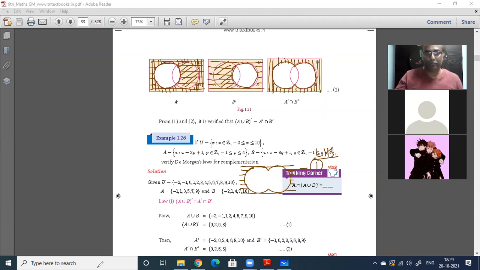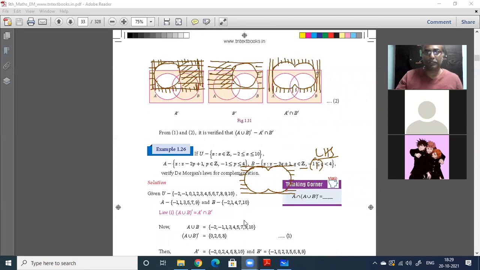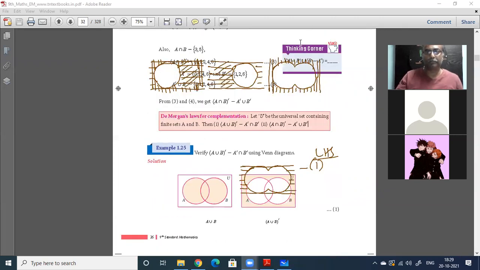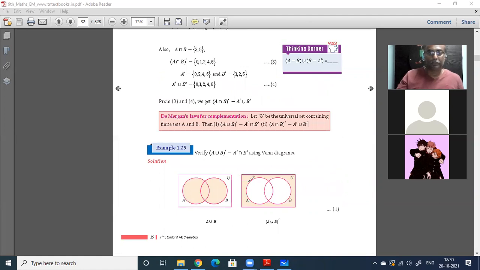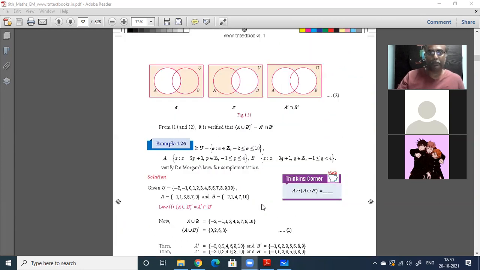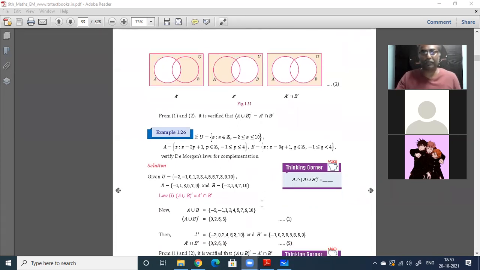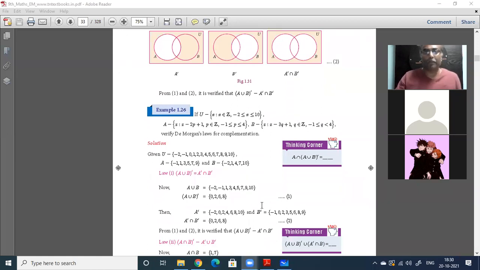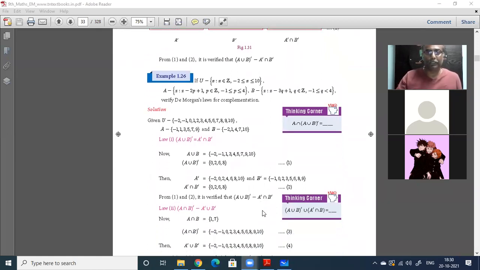Now, very simple, we will find that this is the same as this one. Same thing. A union B, the whole complement is the same as A complement intersection B complement. That's what you have proved by De Morgan's law of complementation. You have proved it now.